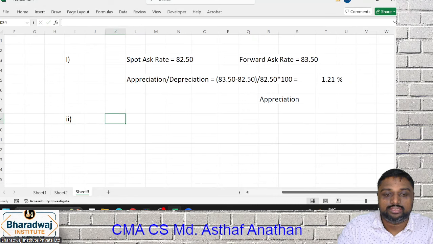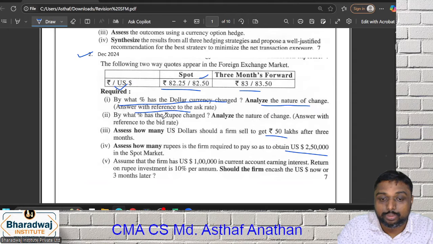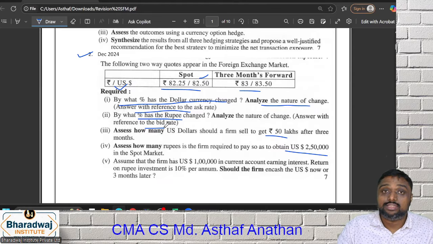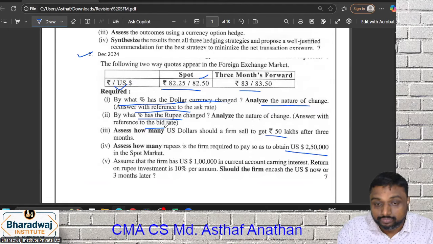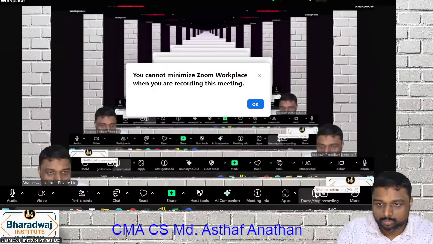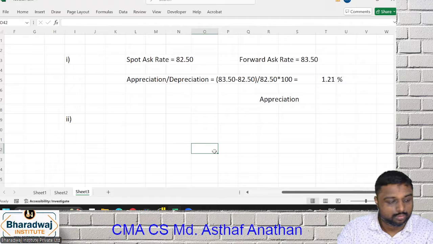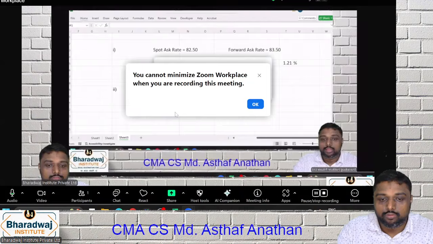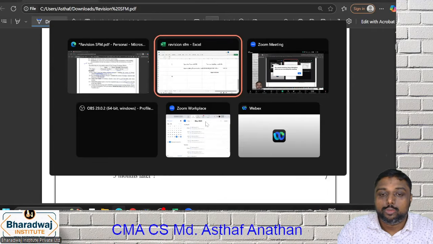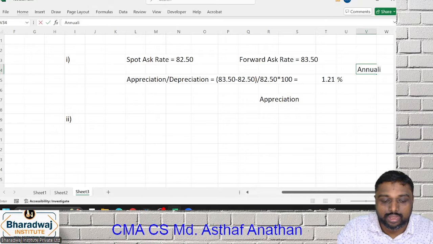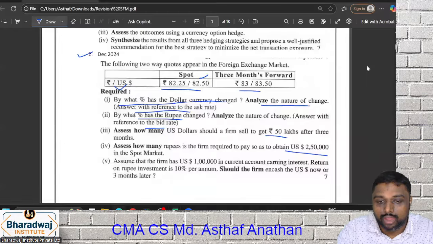Now I have to go for the next step. Here I have to find the rupee change rate with reference to bid rate. This is very, very important, friends. They have asked with reference to bid rate. Now, coming to the point of bid rate, yes, we have to go for the rupee perspective. Before that, my dear friends, if you want to do annualized, we can convert into annualized also.